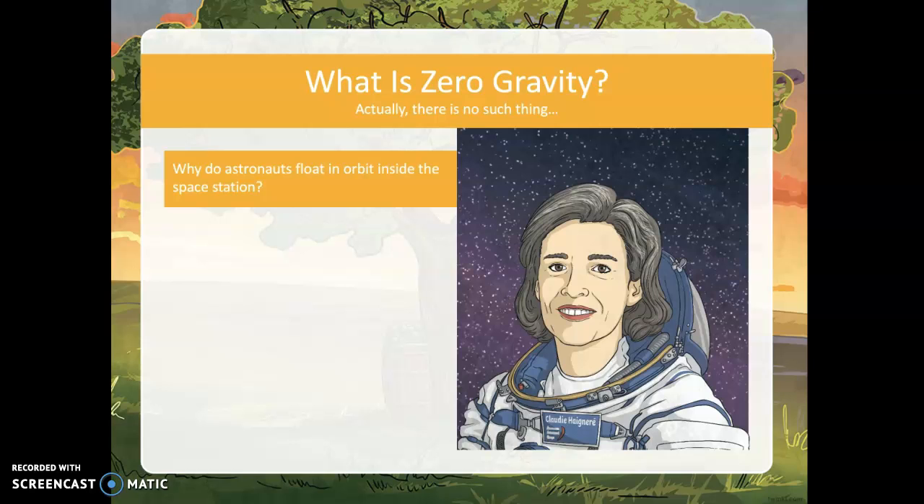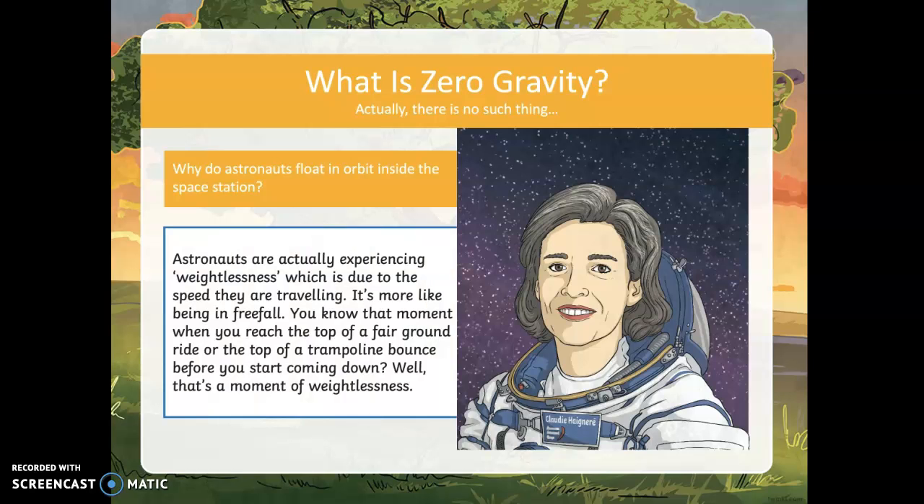So why do astronauts float in orbit inside the space station? Well, astronauts are actually experiencing something called weightlessness, which is due to the speed at which they are travelling. It's more like being in free fall. So for instance, that moment when you reach the top of a fairground ride or the top of your trampoline bounce before you start coming down, that's a moment of weightlessness.